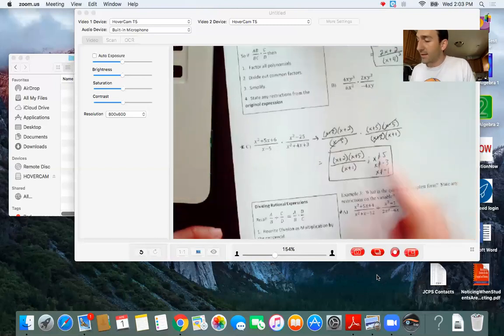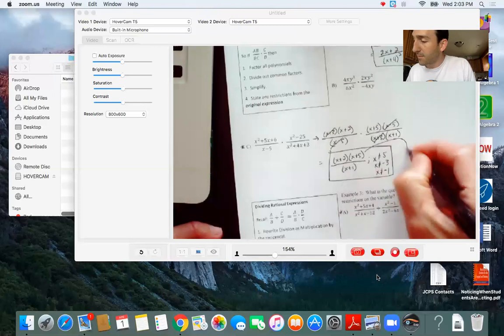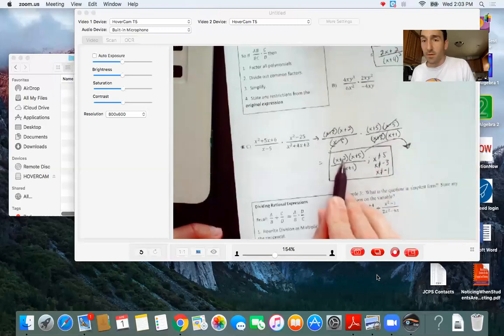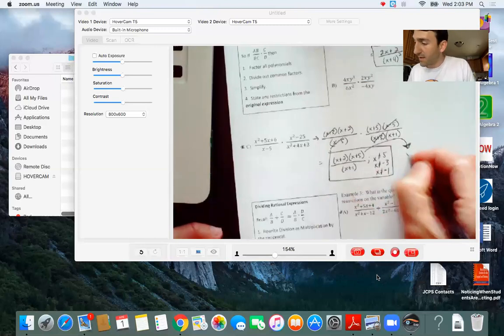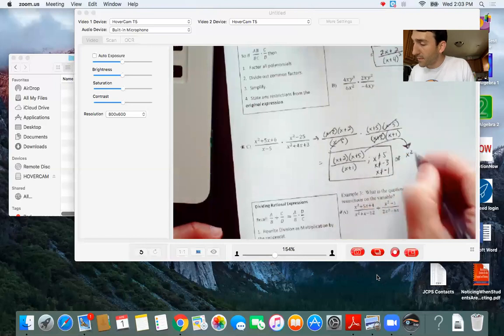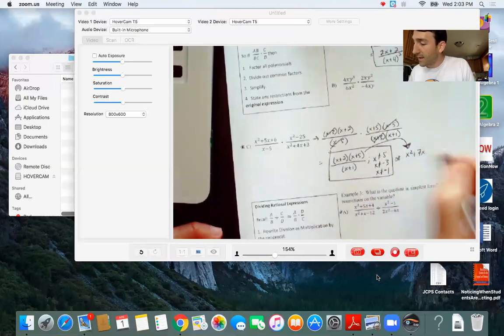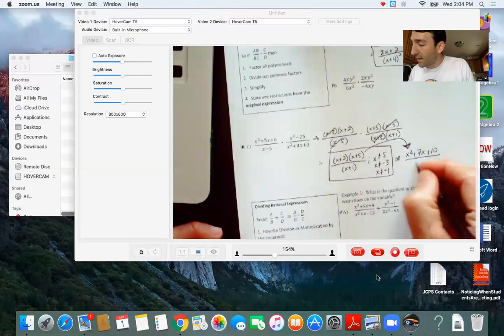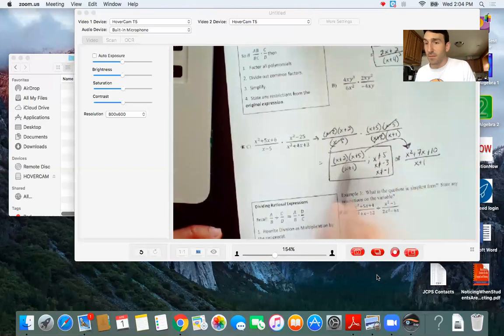Okay, and then like I said, if MathXL won't accept it that way, then we'll go ahead and multiply this out. So we'd rewrite that as x squared, and then you'd have 5x plus 2x, so plus 7x, plus 2 times 5 is 10, and then nothing to change on the bottom. So if it won't accept it this way, it's probably wanting you to take it that extra step.